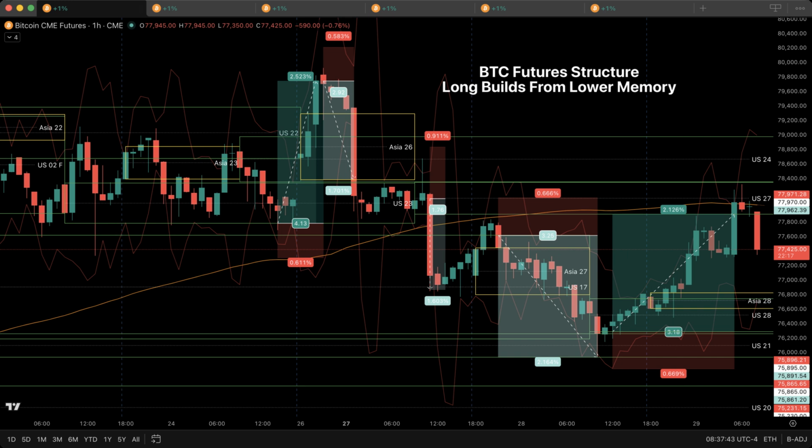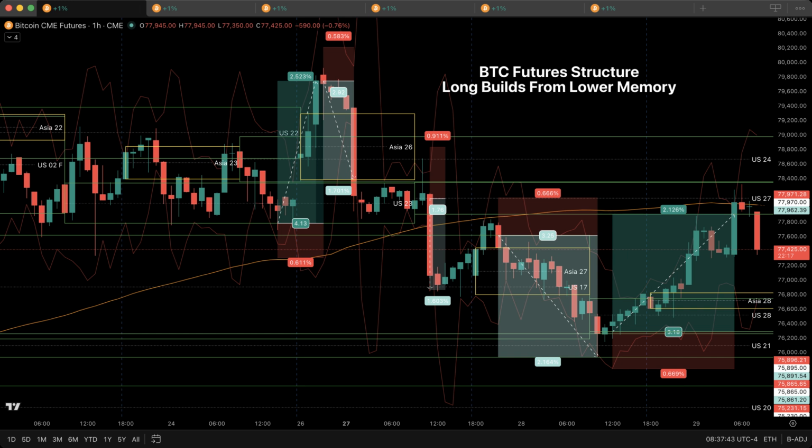In compressed structure, midpoint entries can be dangerous. The box is too narrow. Price can cross midpoint repeatedly without choosing direction. That is why the lower boundary matters. Price must show it can hold the edge. Then the long has space.